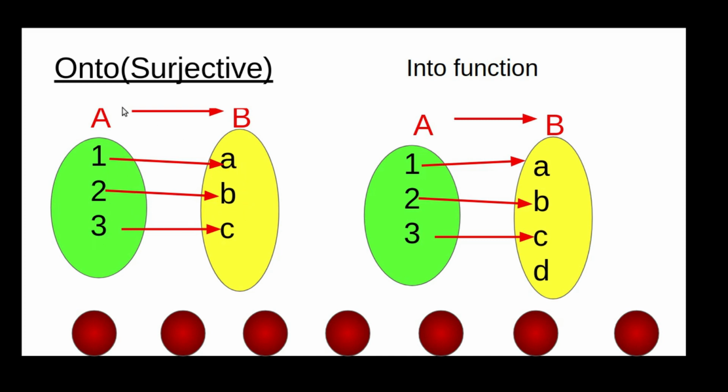So this function is onto function. Now in this case, d has no pre-image.